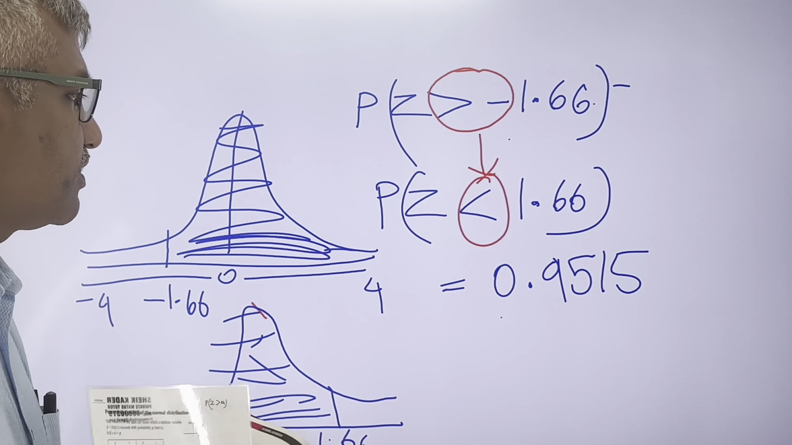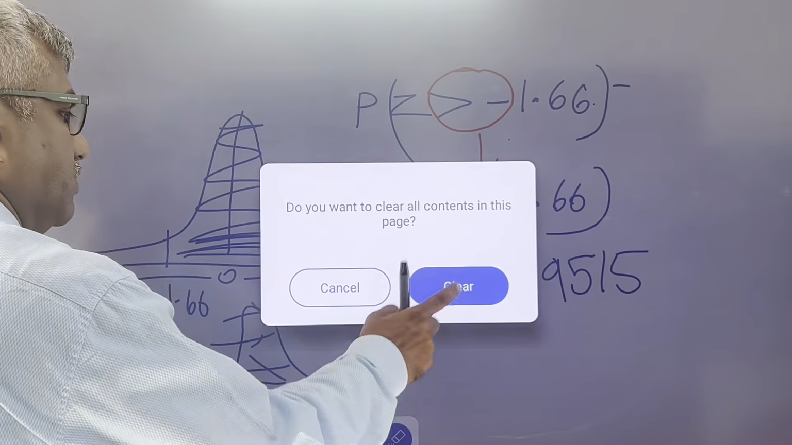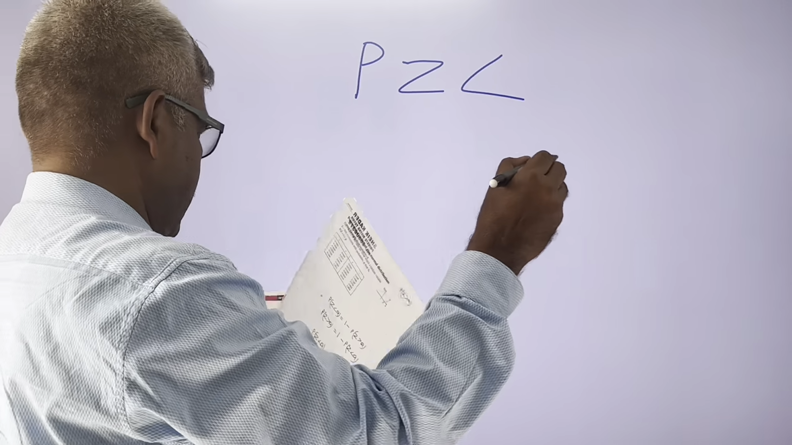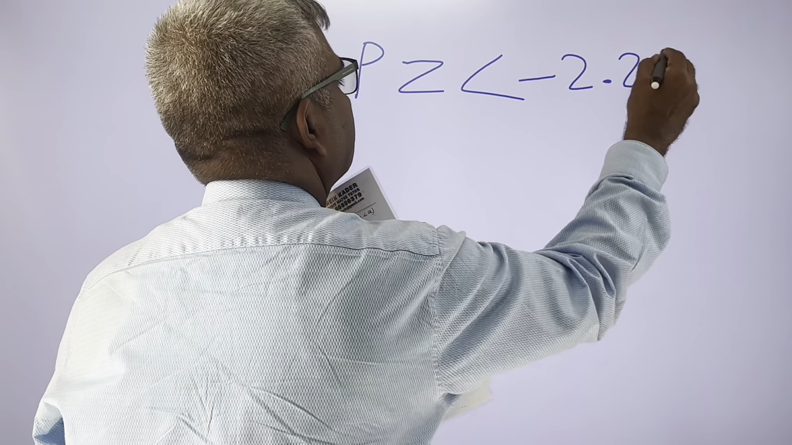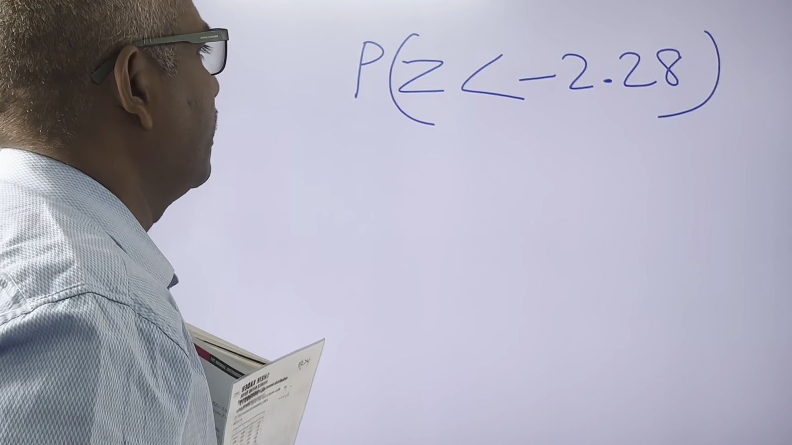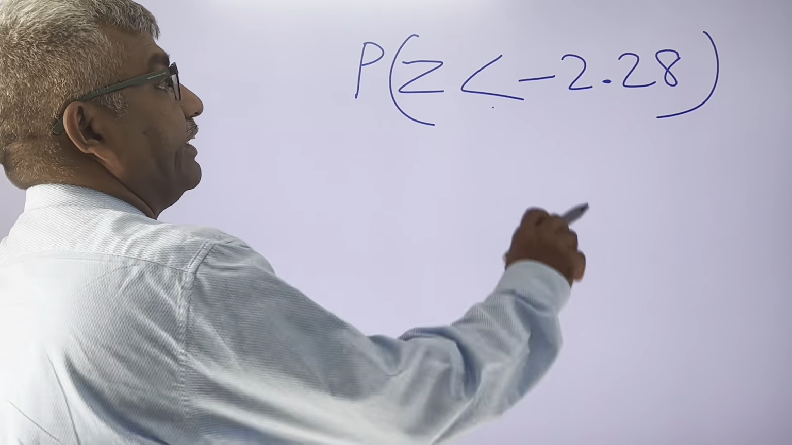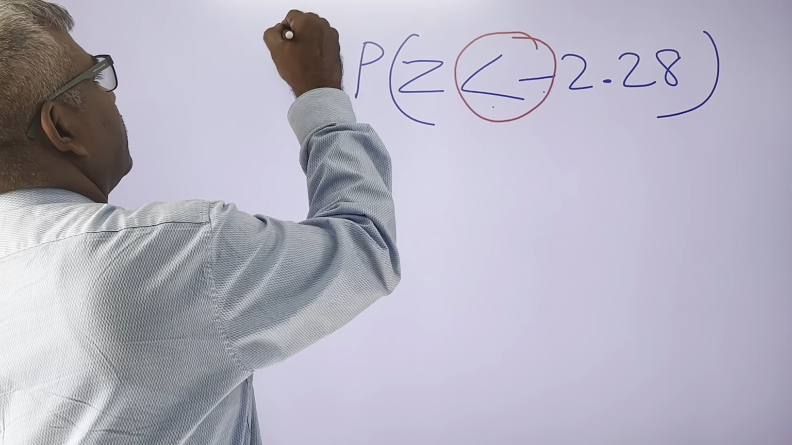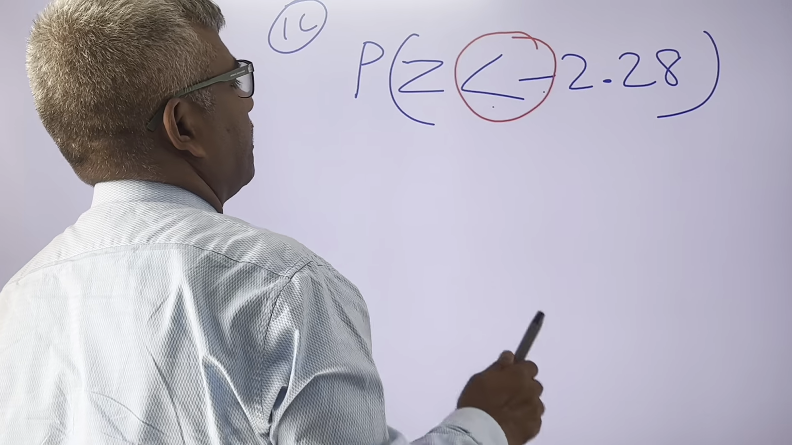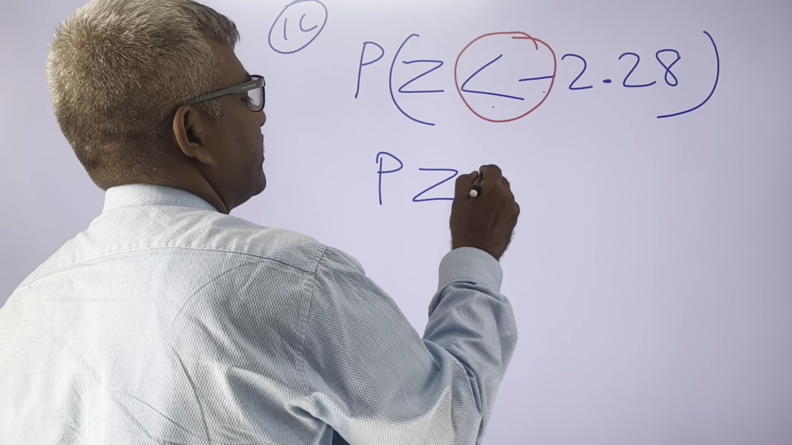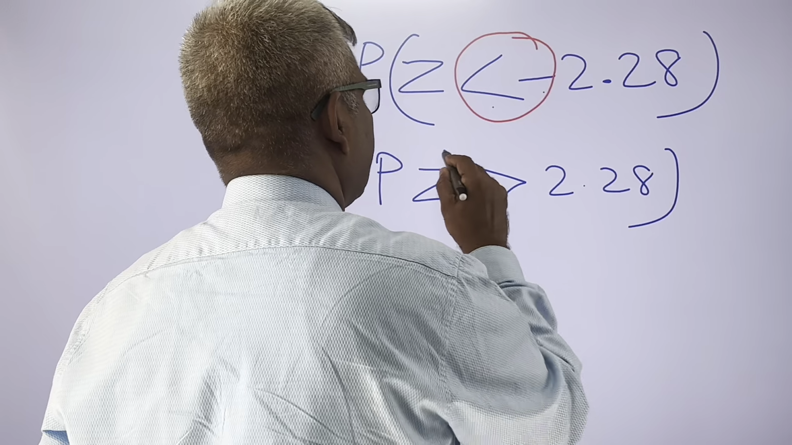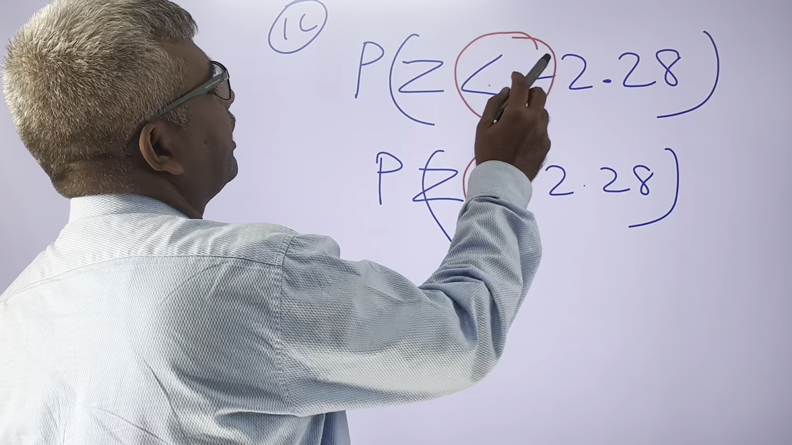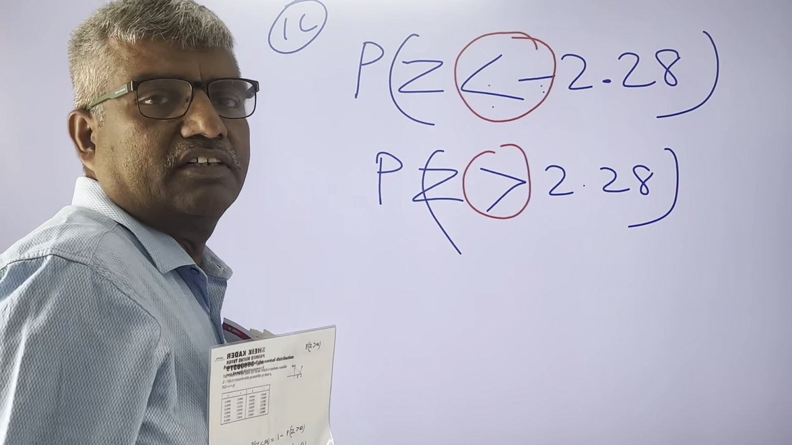1C, Z is less than minus 2.28. How to do it? It is a less than, but negative is there. How to do it? Okay, I already told you. This is a 1C question. I already told you, less than minus means you can make it Z is greater than 2.28. But another problem came. It became greater. Here less than but minus is there. Here greater than is there. So what to do?